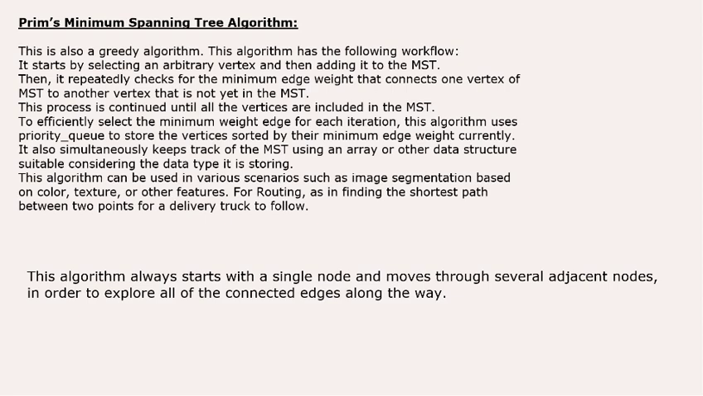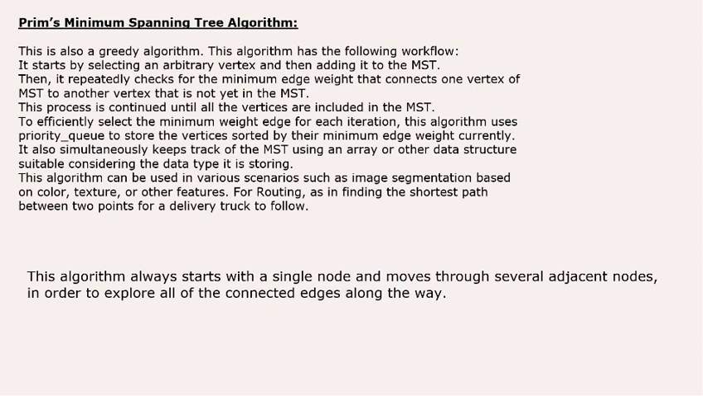It repeatedly checks for the minimum edge weight that connects one vertex of the MST to another vertex that is not yet in the MST. This process is continued until all the vertices are included in the minimum spanning tree. To efficiently select the minimum weight edge for each iteration, this algorithm uses a priority queue. The data structure used is a priority queue to store the vertices sorted by the minimum edge weight.